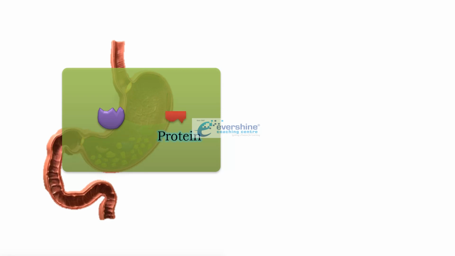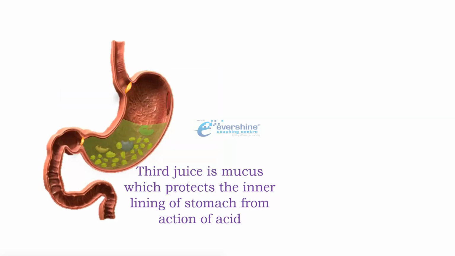This is a protein. Can you see here? Now what did this pepsin do? Partially it has digested. Proteins have broken down into smaller pieces. And the third juice is mucus. Very, very important part. This is the third juice which is present in the stomach, called mucus.